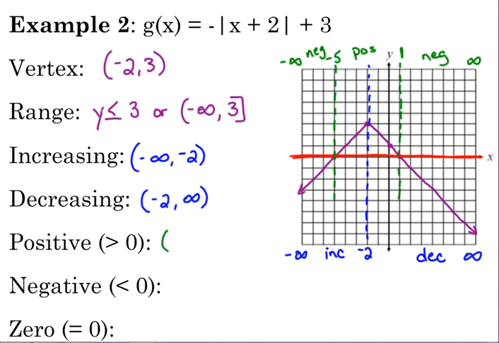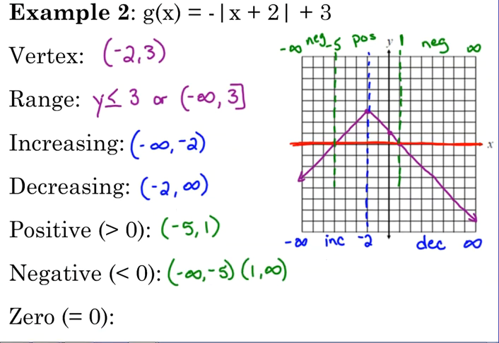So now we've got our intervals, we just got to copy them down. Positive from -5 to 1, negative from -infinity to -5, and 1 to infinity, and it's equal to 0. I should probably do those first. Equal to 0 at -5 and +1. Those are our zeros. Our x-intercepts are our zeros.